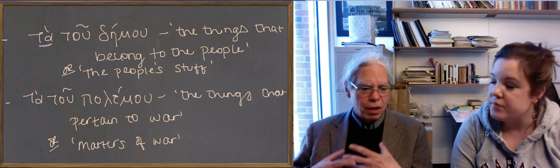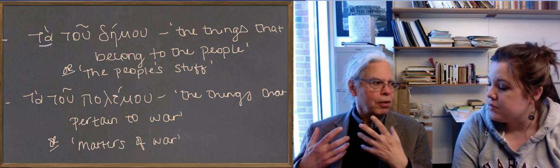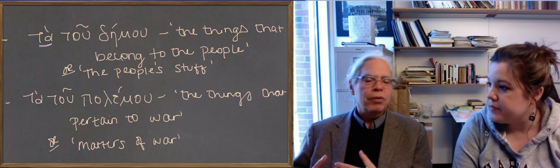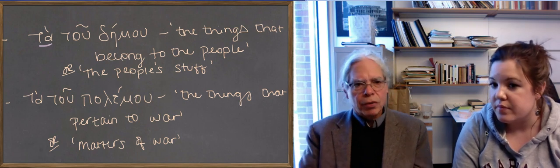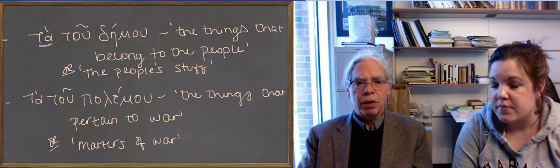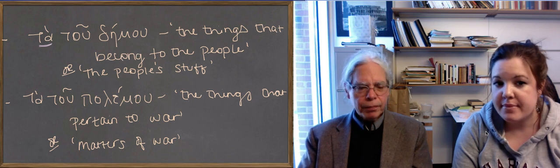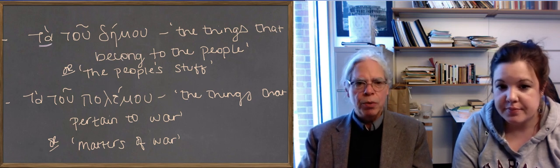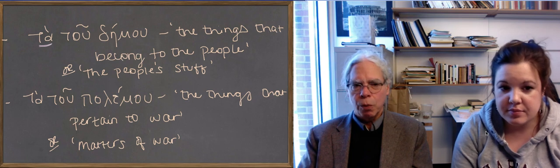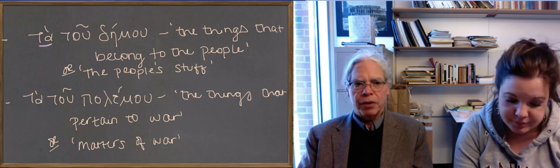The things having to do with or associated with the demos, or connected to the demos. In a certain sense, that's what the genitive does. It means something's connected with something else in the most abstract way. So ta tou demou means the things that belong to the people, the people's stuff. Or you could do ta tou polemou, where polemou is the genitive of the word for war, and it means the things that have to do with war, matters of war, okay?